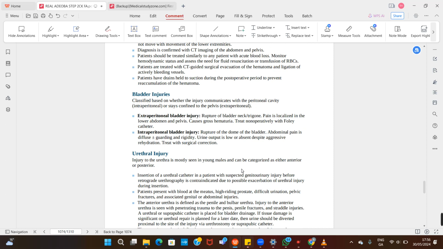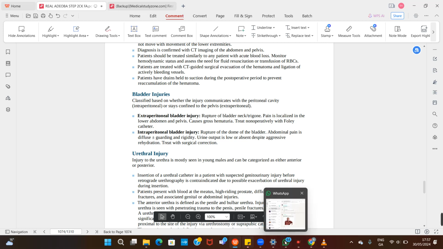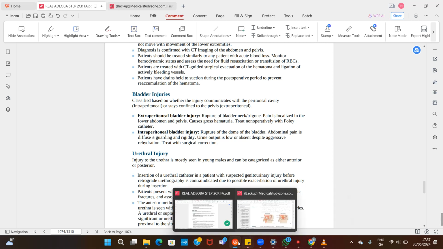So the next is the bladder injury. First of all, we have to know that we have two classes of bladder injury: the intraperitoneal and the extraperitoneal. Intraperitoneal, I know we have discussed this in our step one, we know this very well. Intraperitoneal injury just means we are having injury to the part of the bladder that is covered by the peritoneum. And the part of the bladder that is covered by the peritoneum is the dome of the bladder, which is the superior portion of the bladder, right? Just like we have in our step one here.